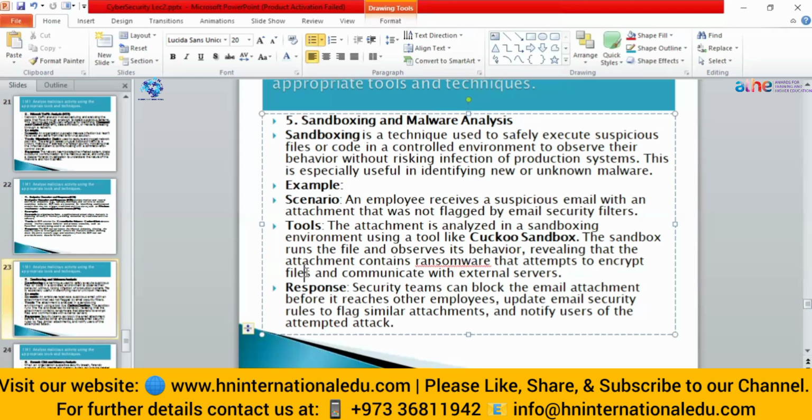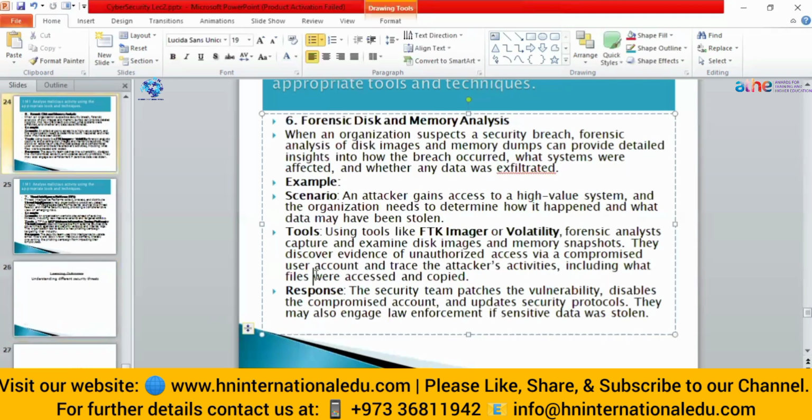So what will happen is your security team will block that email attachment before it reaches the other employees, and you will read that behavior and train your system so that it will filter such kinds of mails if they come again.